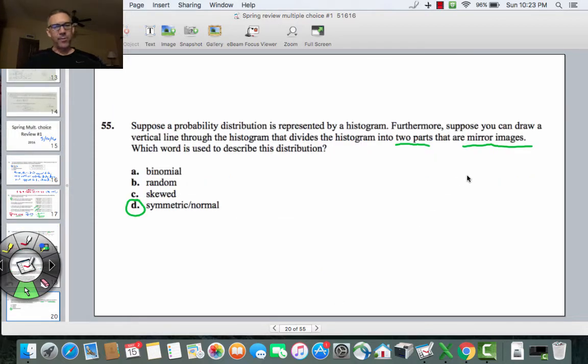And you guys remember, when it has mirror images, that means it's symmetric. It's the same on both sides. So that's a quick one.